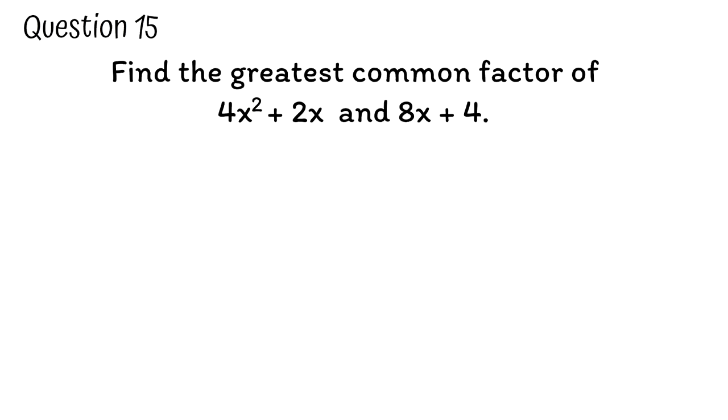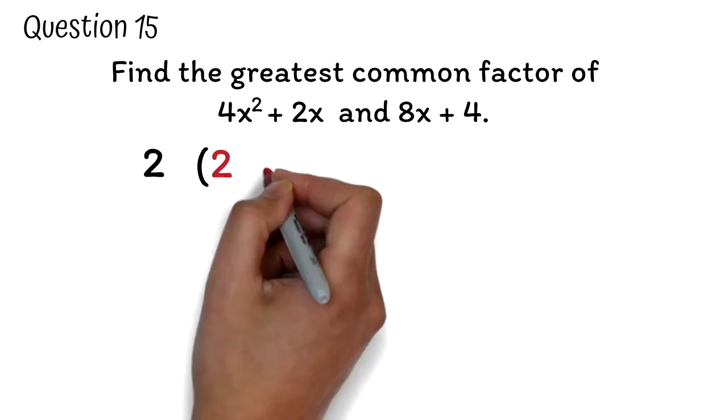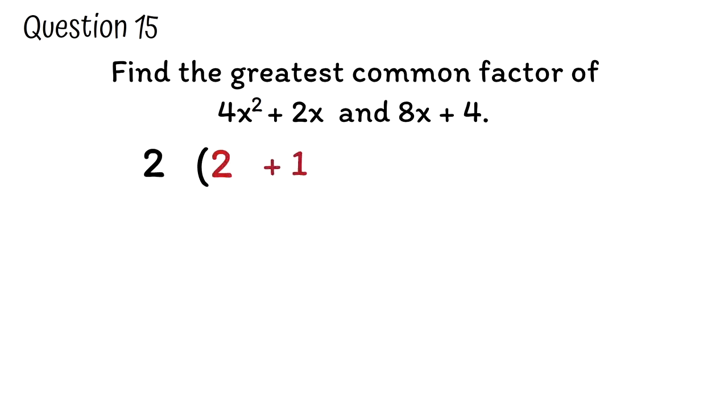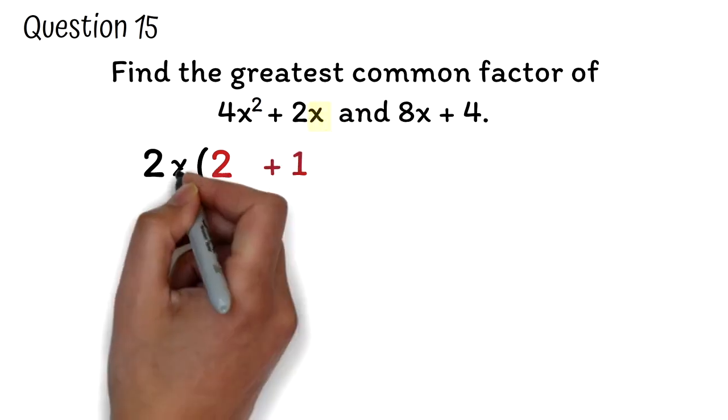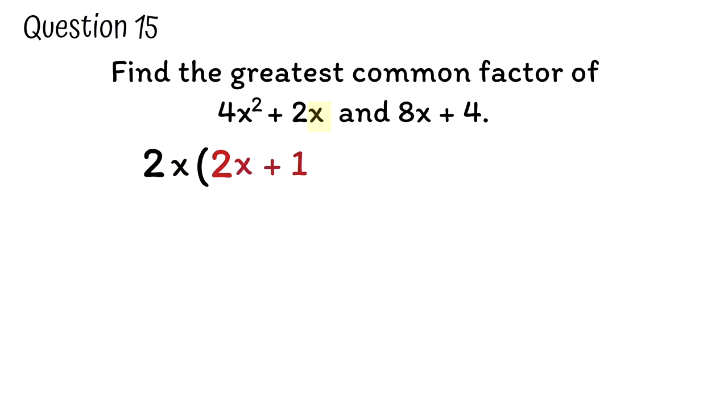Question 15. Find the greatest common factor of 4x squared plus 2x and 8x plus 4. To find the greatest common factor of two polynomials, we need to factor each polynomial and then identify the common factors. For 4x squared plus 2x, we can factor 2 out because 2 can divide both 4 and 2 without a remainder. 4 divided by 2 is 2, and 2 divided by 2 is 1. For the x, we factor out the x with the smallest exponent, in this case x exponent 1. What will be left is x for this one.